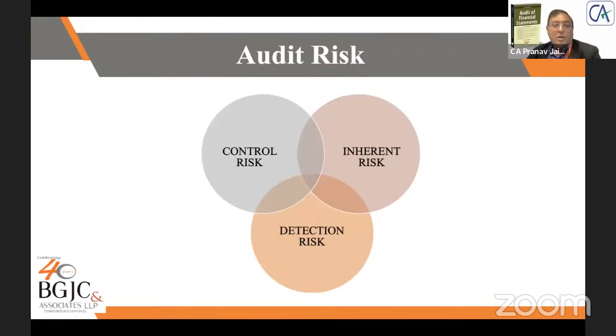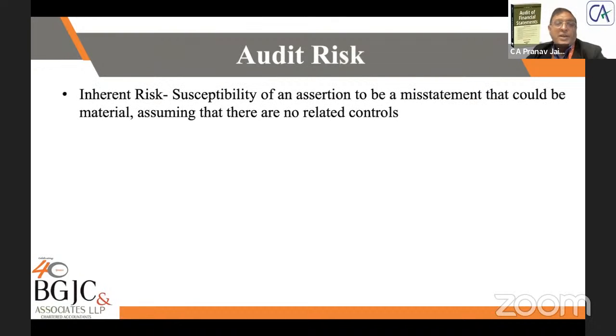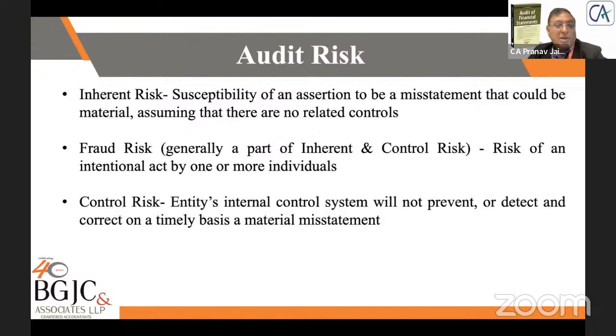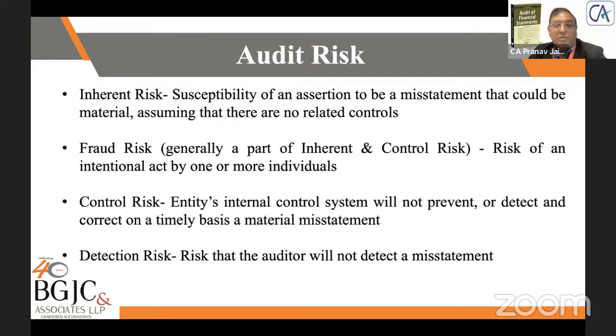So we have 3 types of risk: inherent risk, control risk, and detection risk. We will see each of these in the next slide. At the interaction of these 3 is the audit risk. Inherent risk is the susceptibility of an assertion to a misstatement that could be material, assuming that there are no related controls. Fraud risk is a subset of both inherent risk and control risk, the risk of an intentional act by one or more individuals. Control risk is the risk that the entity's internal control system will not prevent or detect and correct on a timely basis a material misstatement. And detection risk is the risk that the auditor will not detect a misstatement. So inherent risk multiplied by control risk multiplied by detection risk is the audit risk.